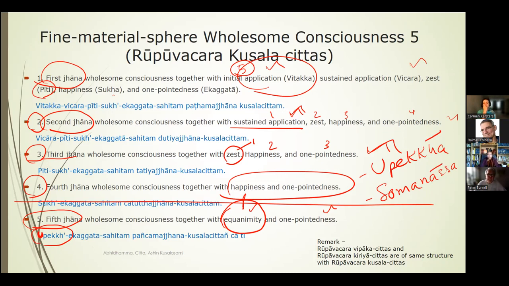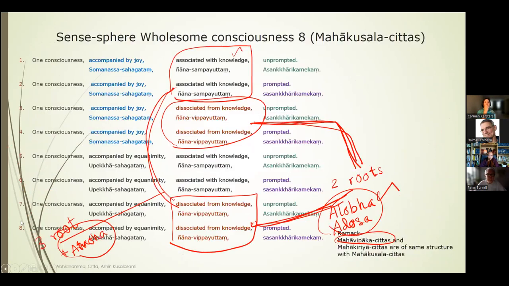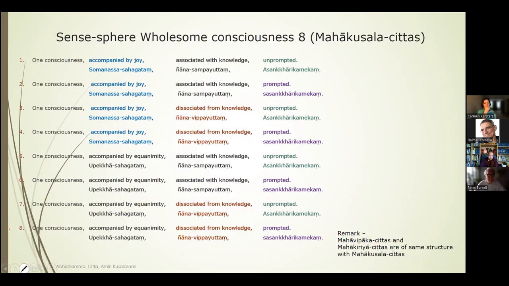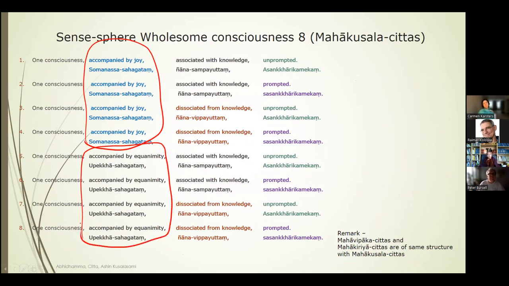I will go here, it's better to understand more. Sense sphere wholesome consciousness. These four are accompanied by joy. These four are accompanied by equanimity. So in this sense sphere consciousness, doing with joy and doing with equanimity, which is more powerful? When you are doing good things, you do them joyfully or with equanimity. So doing with a joyful mind is more powerful. I'm pointing out the difference in the jhana, rupavacara cetas.